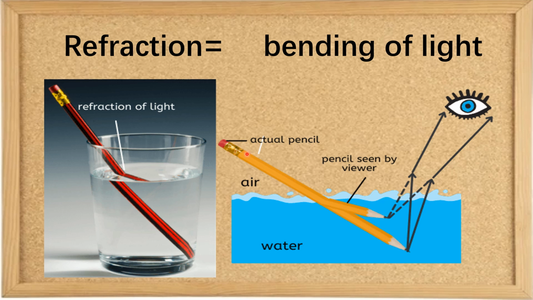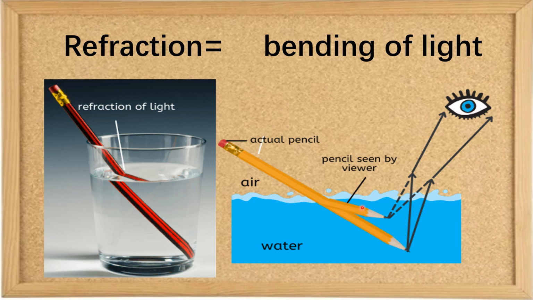So this is the actual pencil. If you place it into the water, the pencil is supposed to be straight, right? However, since the light bends as it enters the water, as we see it, it looks as if the pencil is broken, but actually the pencil is not broken. It's just that the light bends. Okay, the light from the pencil is bent.